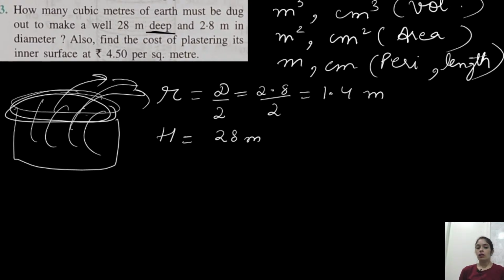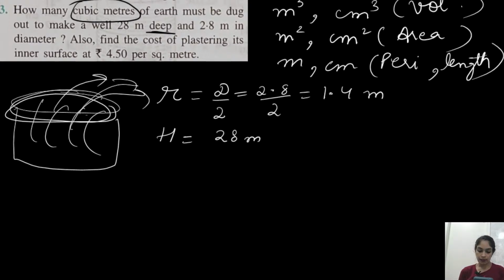The question says how much earth should be dug. That means we have to find the volume. They have mentioned cubic meter. I have already explained, if they mention how many cubic meters, that's what we have to find. So we have to find the volume here, and this sentence is giving us an idea.